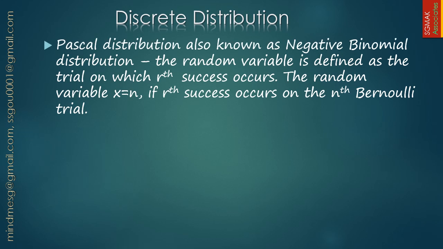Pascal distribution, also known as negative binomial distribution. The random variable of interest here is defined as the trial on which the rth success happens. So the random variable takes a value equal to n if the rth success happens on the nth trial. So the number of trials needed is a random variable here, but we pre-specify the number of successes we need, and we try to find out on which trial the last success, the rth success, happens.